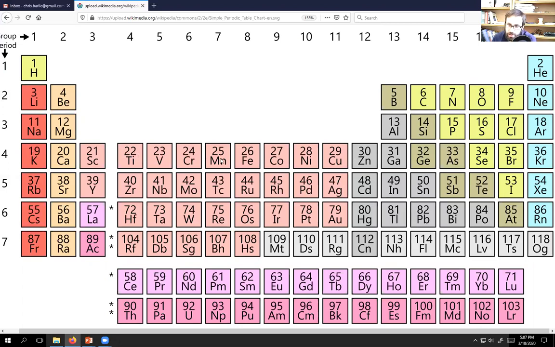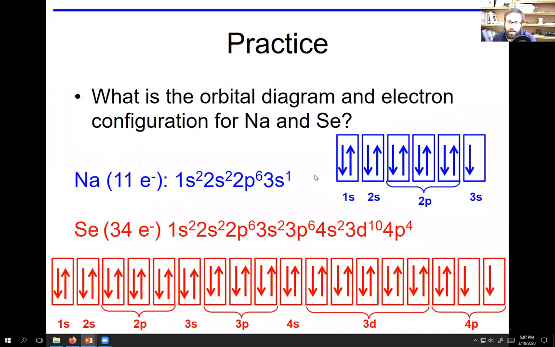There's 5 d orbitals. That's why from titanium to zinc, it's 10 wide, right? 1, 2, 3, 4, 5, 6, 7, 8, 9, 10. Scandium to zinc. Forgot scandium. Scandium to zinc. Okay. All right.